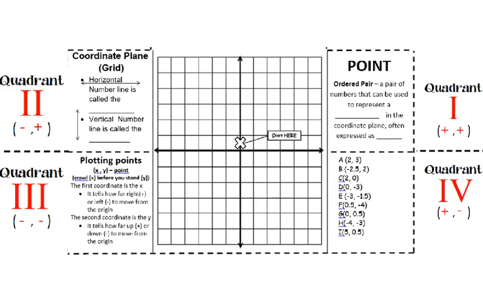All right, this next page is more vocabulary on the coordinate plane and on the quadrants. So the horizontal axis, or number line, is called the x-axis, and the vertical number line is called the y-axis. So when you're plotting points in the form (x, y), you have to crawl x before you stand. So the first coordinate is the x, and that tells you how far right or left you're going to move. And then the second coordinate is y, and it tells you how far up or down to move from the origin. Then you've got an ordered pair, and this is a pair of numbers that can be used to represent a point in the coordinate plane, often expressed as (x, y) in that form.